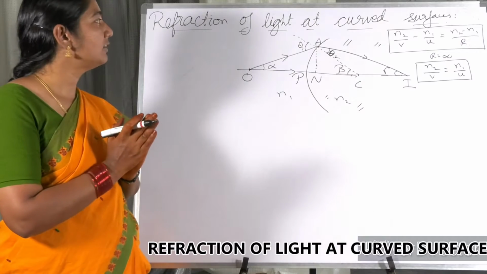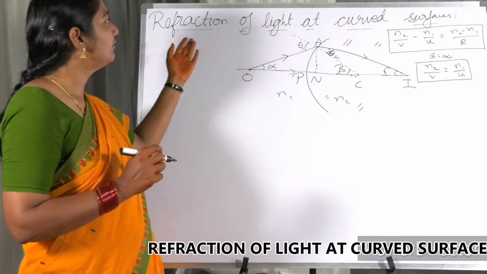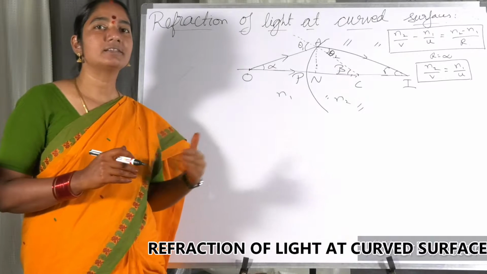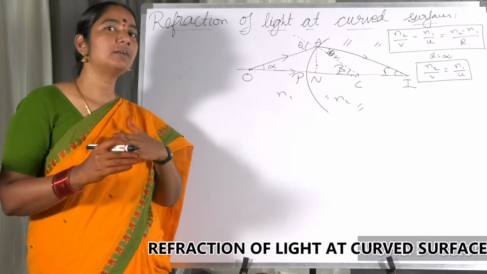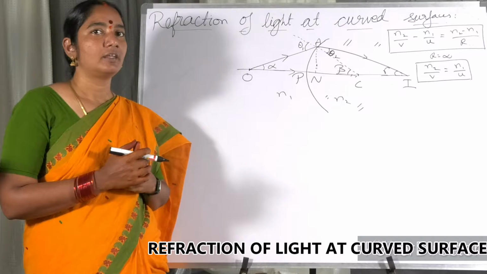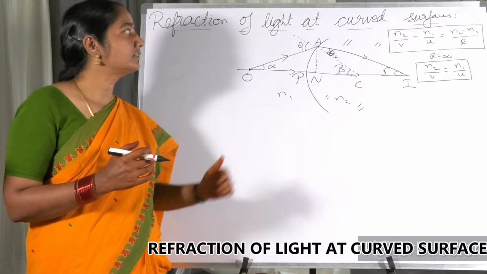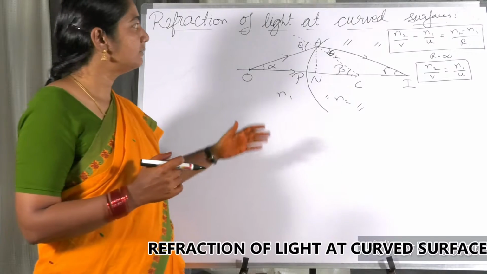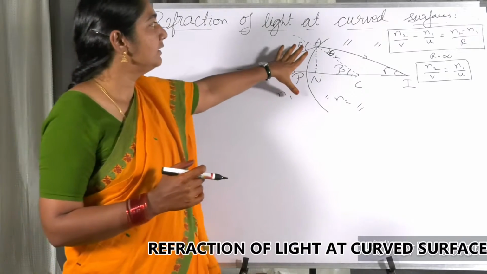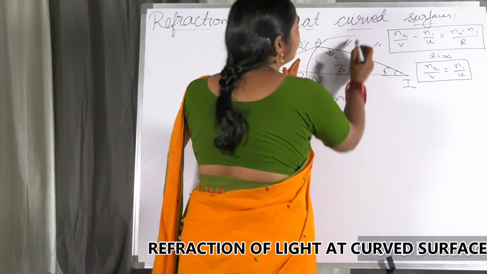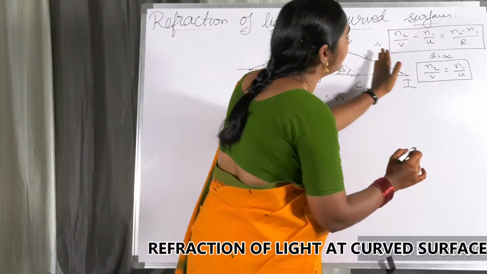Today let us have a small discussion about the refraction of light at curved surfaces. Previously we have seen the refraction of light at a plane surface. Now we are trying to see the refraction of light at a curved surface. My dear friends, please try to understand, this is a rarer medium and this completely is a denser medium. This complete area is a denser medium.